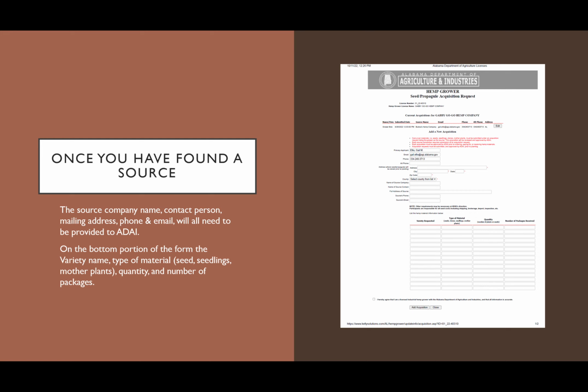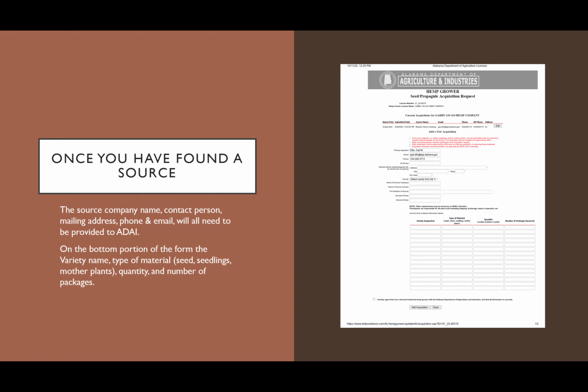Once you have found a source, you'll begin your acquisition. On the acquisition, it's fairly straightforward. We'll need the company name, the contact person, the mailing address, phone, and email, and that will all be filled out on this form. On the bottom portion of the form, you'll put the variety name, type of material, which will typically be a seed, seedling, clone, or mother plant, and the quantity and number of packages.